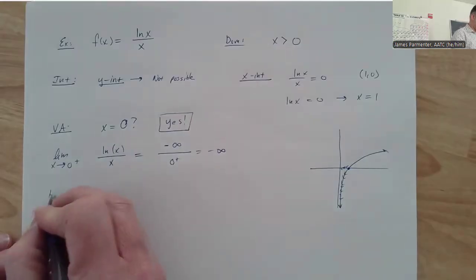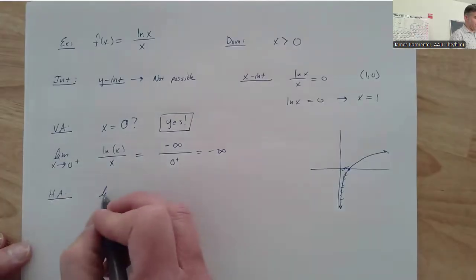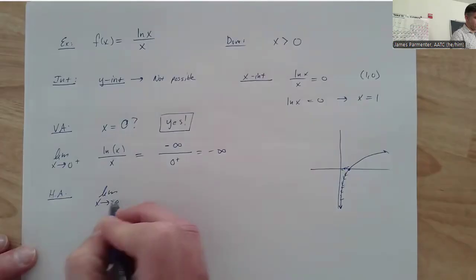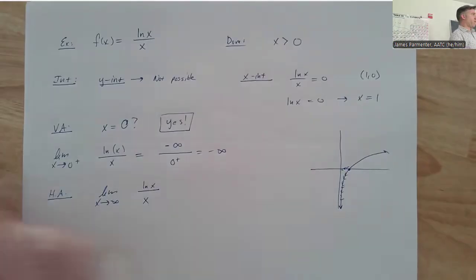Horizontal asymptotes. Well, this is definitely one that's harder to justify. If you look at the limit as x goes to infinity of the natural log of x over x, this is really a prime example of where you would use L'Hopital's rule. Let's go ahead and talk about it because it's not that hard to understand here.